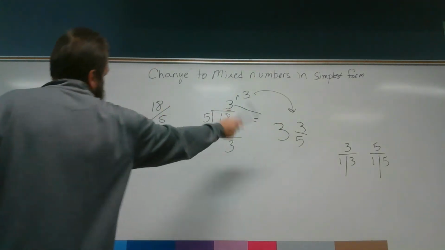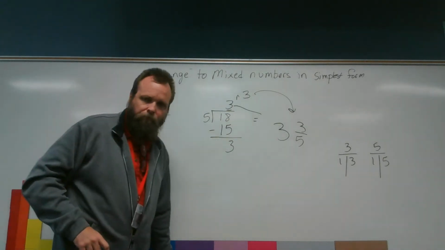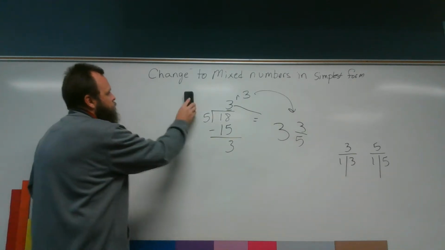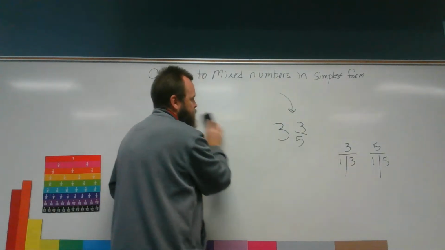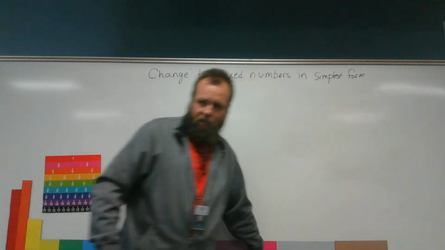So 18/5 equals 3 and 3/5. I'm so glad I gave you those notes.